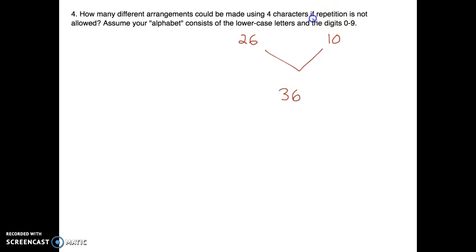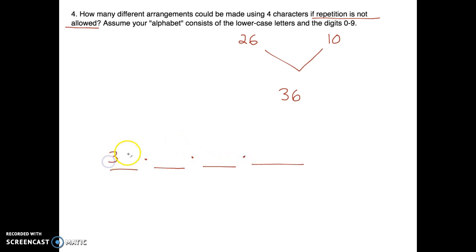And it says that repetition is not allowed. So that means we can't have 2 A's, or 2 B's. We can't have anything that repeats. So we want an arrangement that's 4 characters. I like using lines to say, here's the first spot, second spot, third spot, fourth spot. Then I'm going to put how many possibilities in each spot, and then I'm going to multiply.